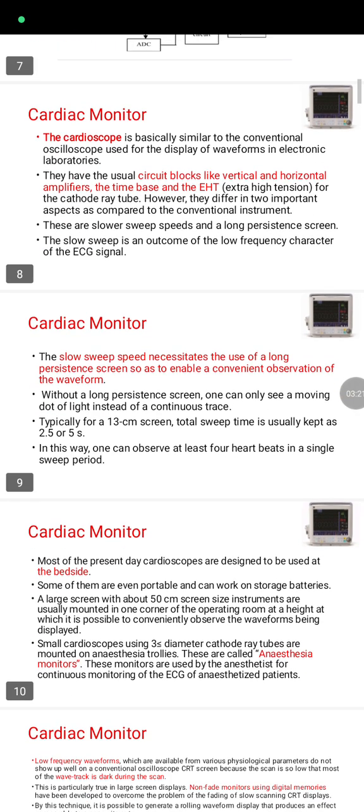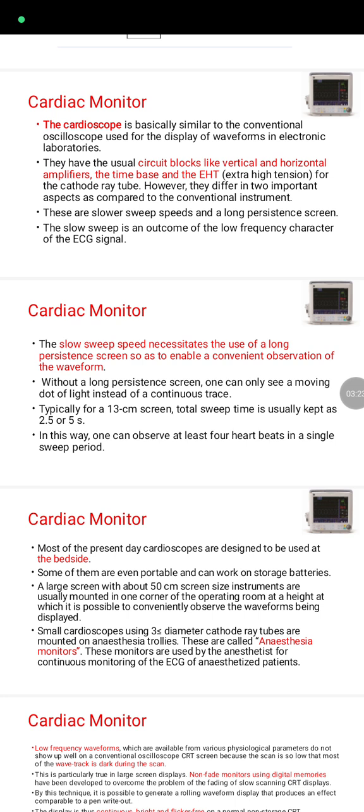The cardiac monitor's slow speed necessitates the use of a long persistence screen so as to enable convenient observation of the waveform. Without a long persistence screen, one can only see a moving dot of light instead of a continuous trace.